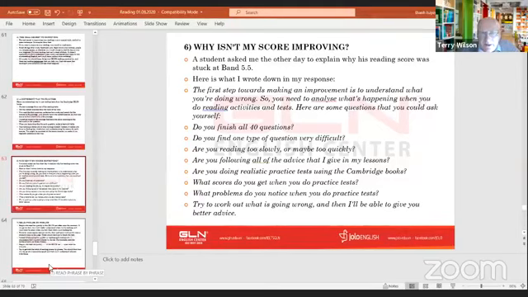I tend to find that most students will find one type of question more difficult than the rest. And if that is the case, it's that question type or those question types that you need to focus on. Don't focus on the question types that you find a lot easier to do.